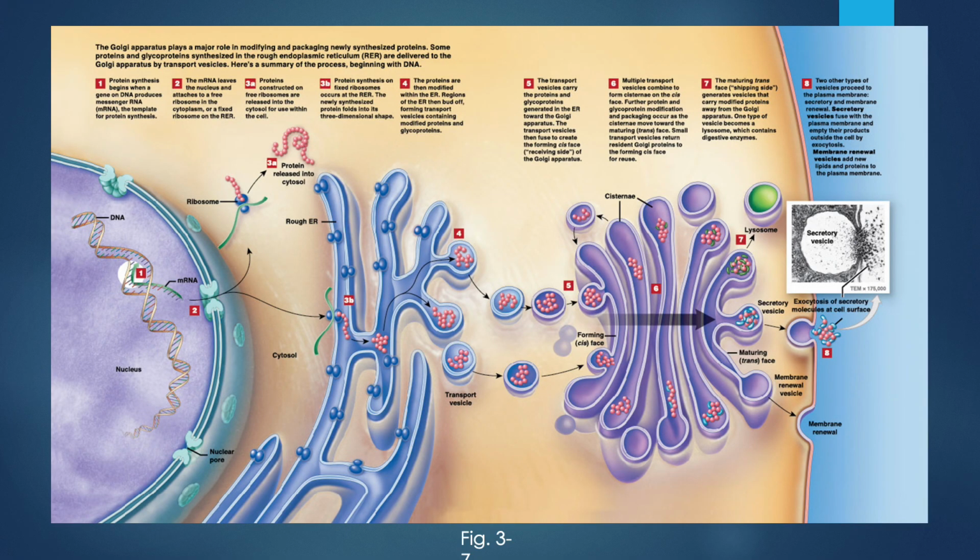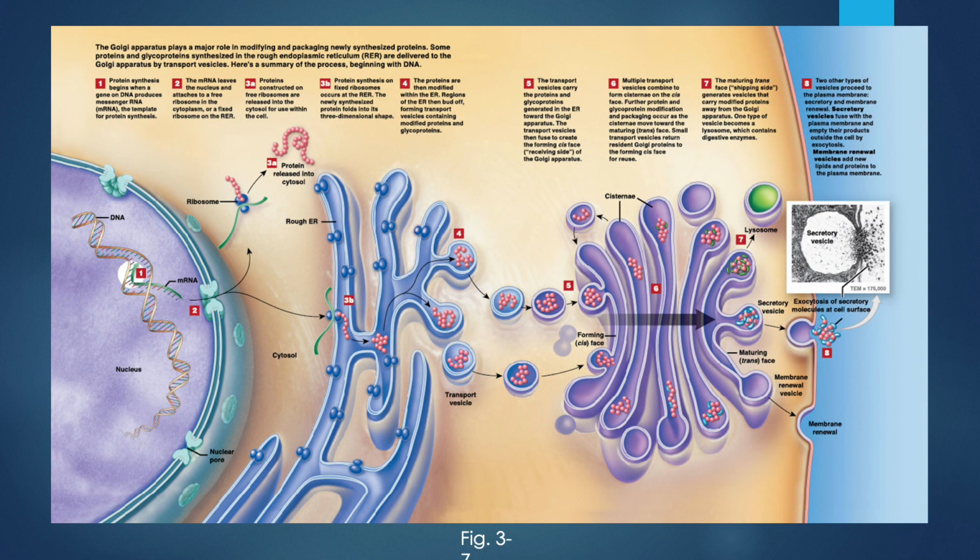Figure 3-7 in your text is really excellent at showing protein synthesis, processing, and packaging from start to finish. So let's walk through this in sequential order. Let's start off in the nucleus at step 1. Protein synthesis is going to start when a gene on DNA is going to produce messenger RNA.